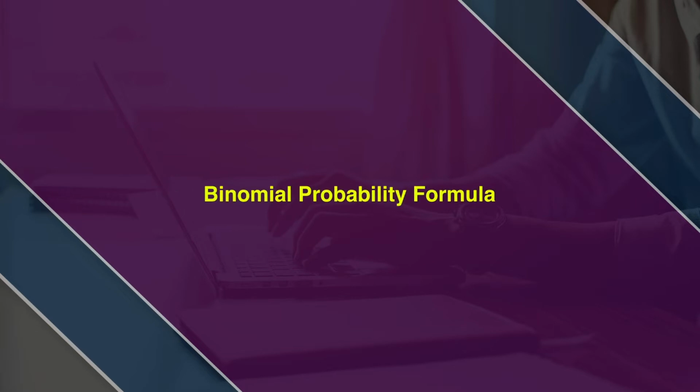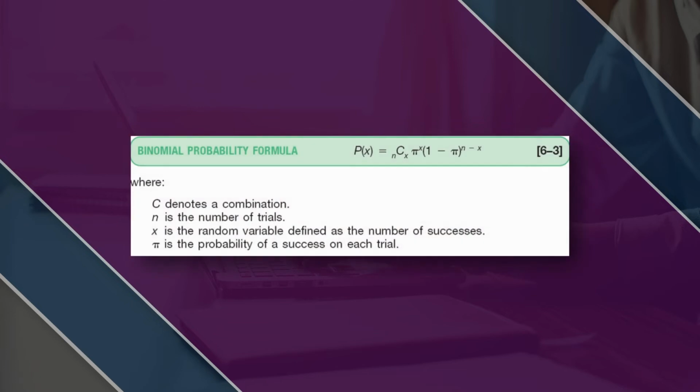So if we talk about the formula of binomial probability, the binomial probability formula is quoted by P(x) equals C(n, x), where C denotes a combination, times pi to the power x, times 1 minus pi to the power n minus x.